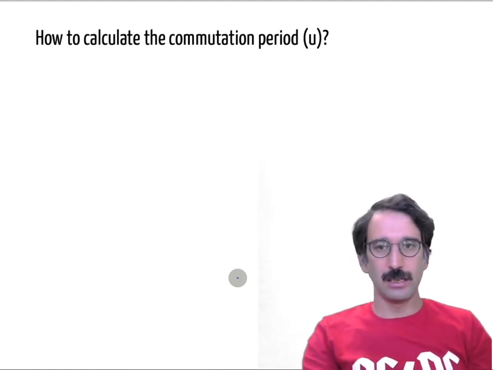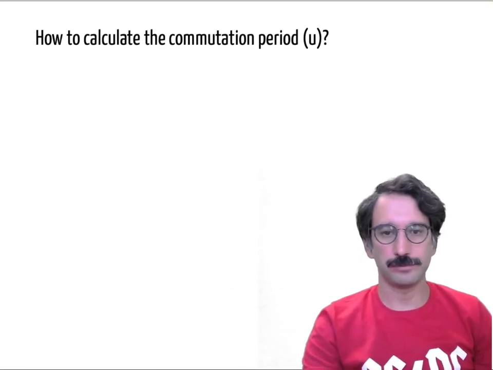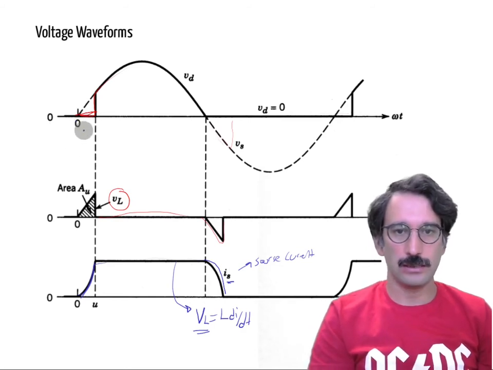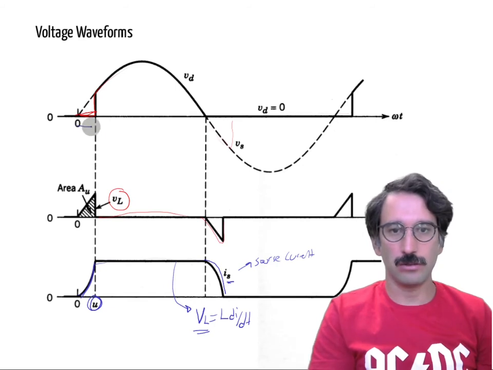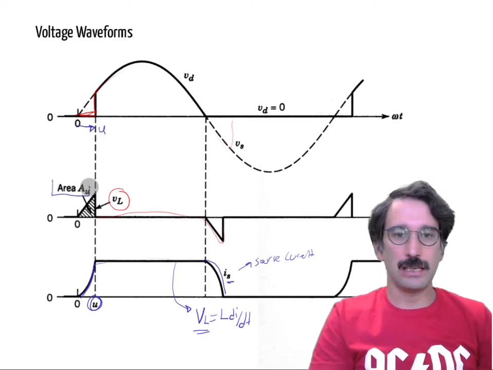So how can I calculate the commutation period? Let's go back, and basically let's call this area U. I would like to calculate two things. One of them is how long that commutation period takes, and what is the area lost. Because without the commutation I was going to have all the area under that sine, but with the commutation I lost that area and I will have only that part.